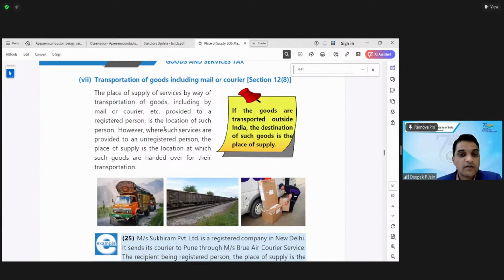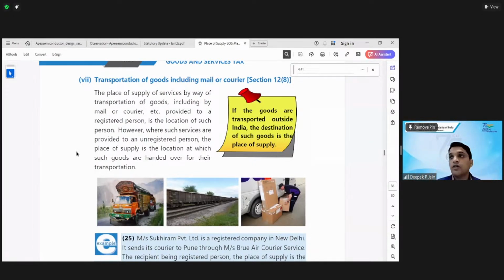So for that it is said, however, where such services are provided to an unregistered person, the place of supply is the location at which such goods are handed over for their transportation. So if it is an unregistered person, then are his details relevant? They are not relevant to anyone. When are details relevant? When we charge GST to someone and he gets the credit. An unregistered person will not get credit because he is not registered. So what will happen is he will come and give the goods to a courier company and just go off. Now, the place of supply will be the place where the goods are handed over for their transportation.